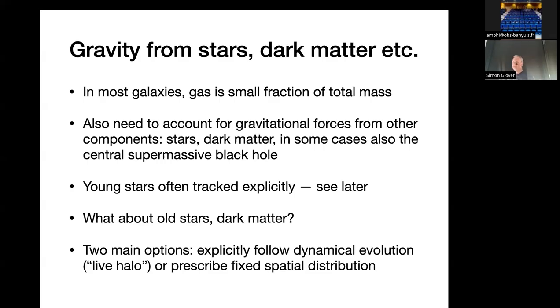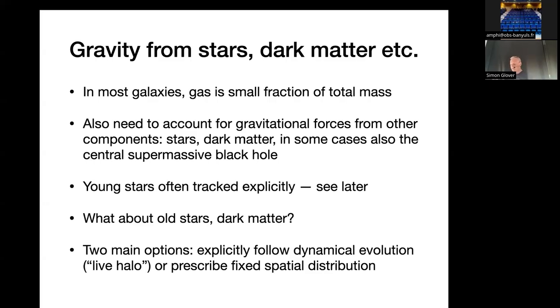Still on the topic of gravity, we've mostly talked about self-gravity so far, but in most galaxies, the gas is only part of the mass. In fact, it's often only a small fraction of the total mass. So we also need to worry about the other mass components, the stars, the dark matter. In some cases, if we're interested in gas flows in the center of the galaxy, we need to worry about the central supermassive black hole or the nuclear stellar cluster. So how do we do this?